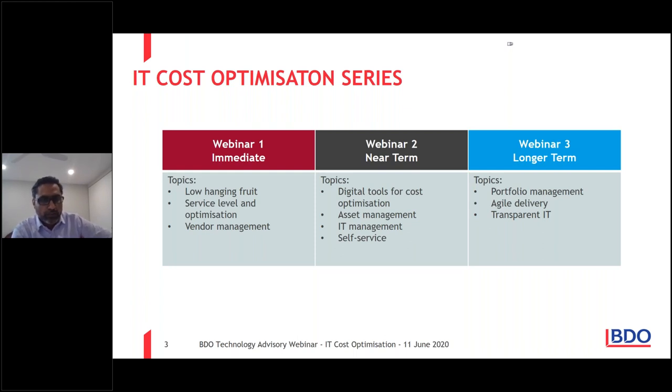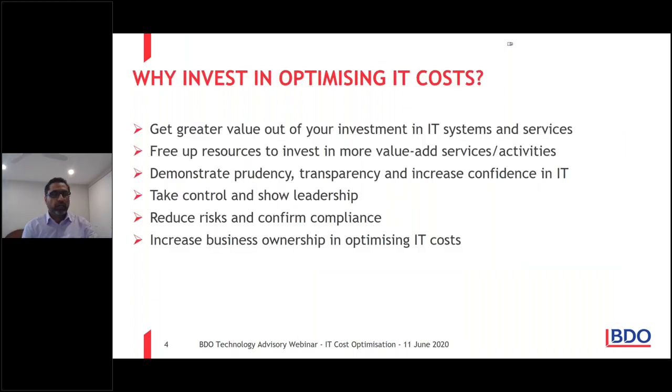So each of these topics are going to build on the previous one. So I would highly encourage you to participate in all of these. So with that, I'll go into the first of our topics, which was around the immediate IT or cost optimization opportunities that we might have in the business.